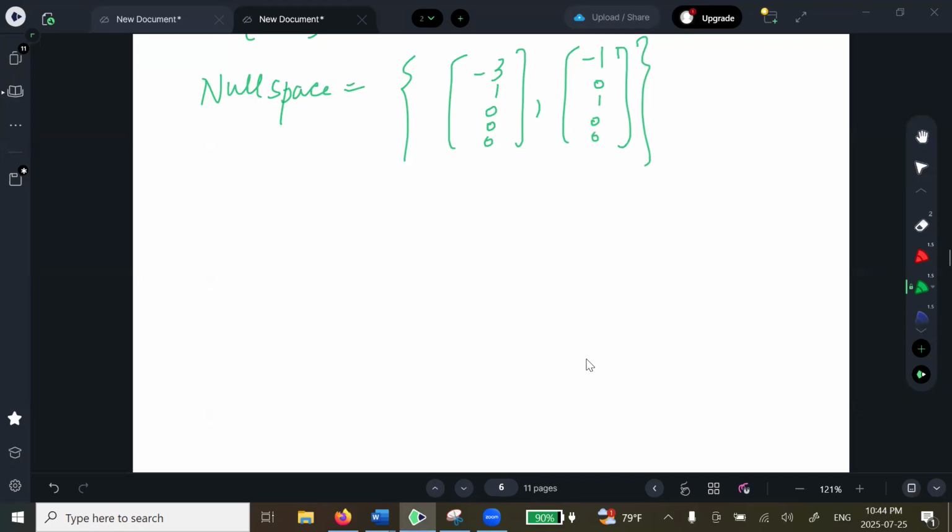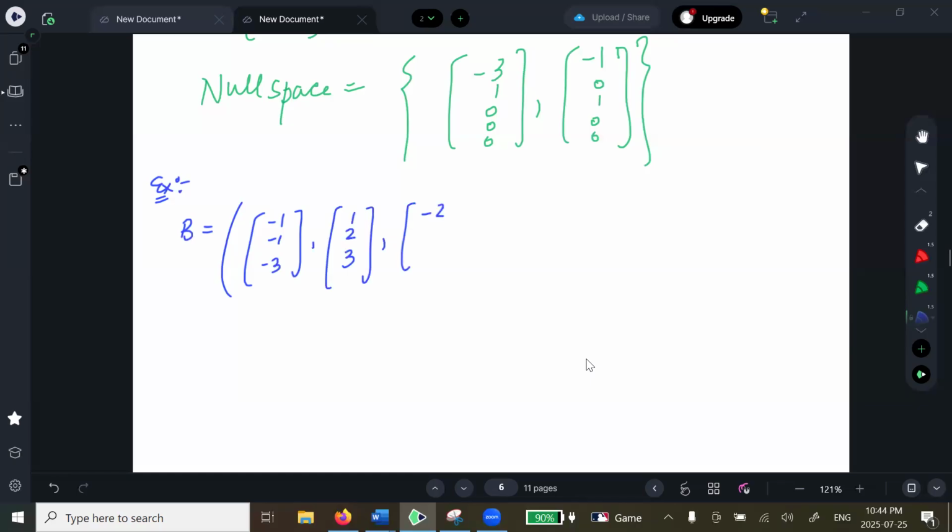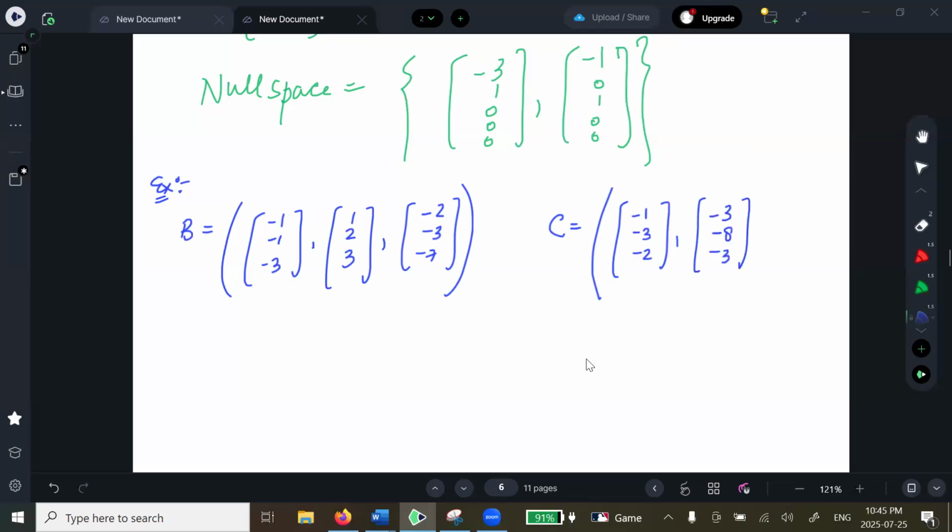So expect a question on conversion of basis. You will be given an ordered basis. For example, this is the example I've picked. I have negative 1, negative 1, negative 3 as a vector in my ordered basis, then 1, 2, 3, and then negative 2, negative 3, negative 7. That's one of my ordered bases. The second ordered basis is negative 1, negative 3, negative 2, then negative 3, negative 8, negative 3, and then 1, 3, 3. That's my second basis.